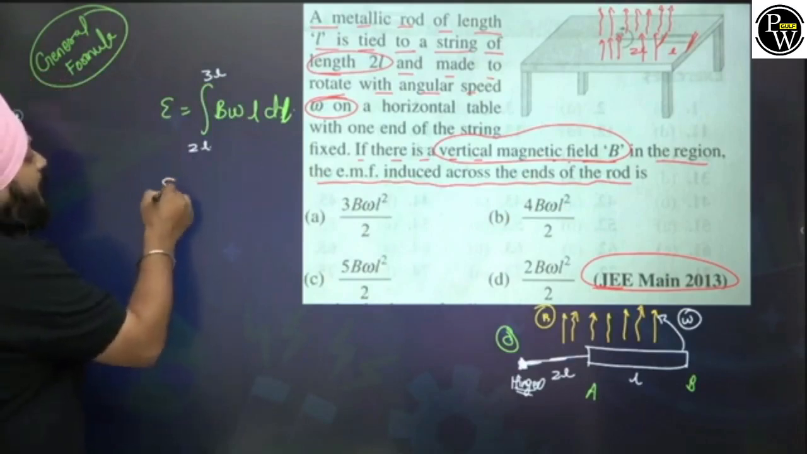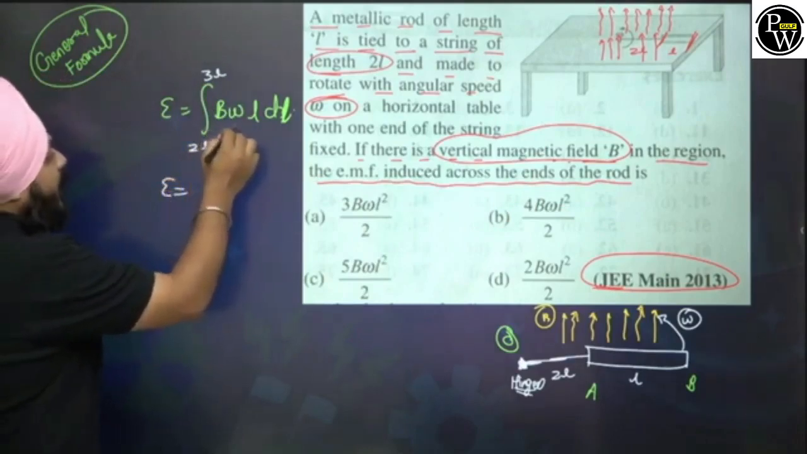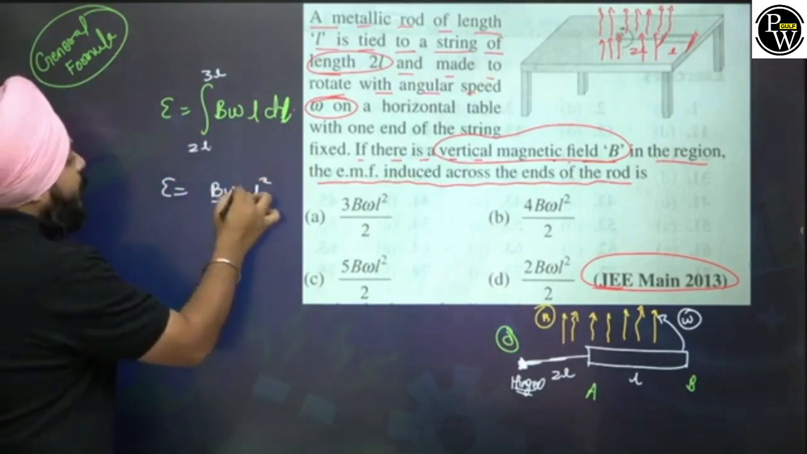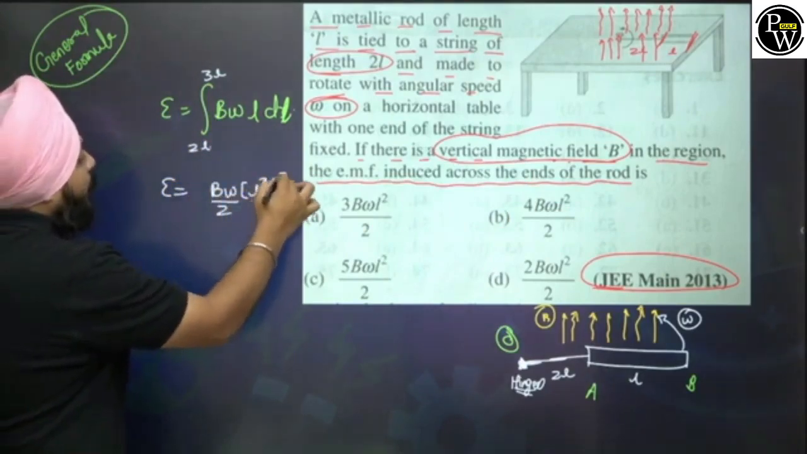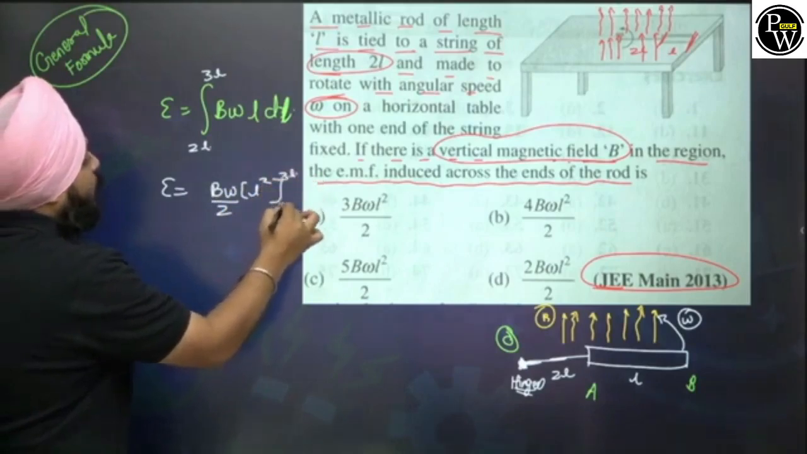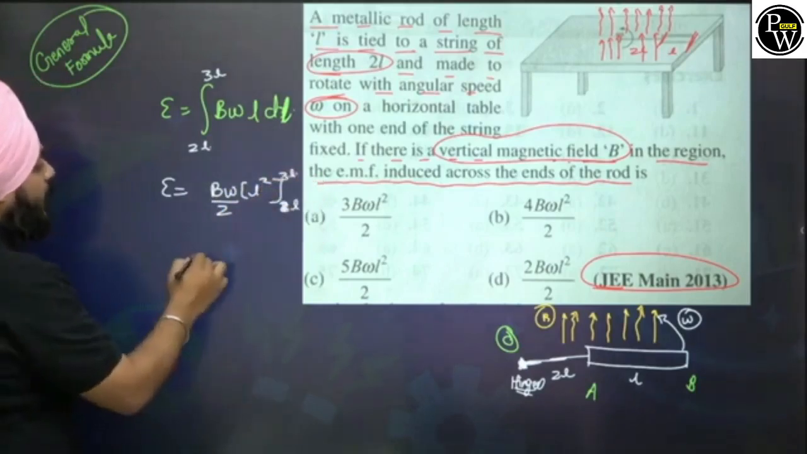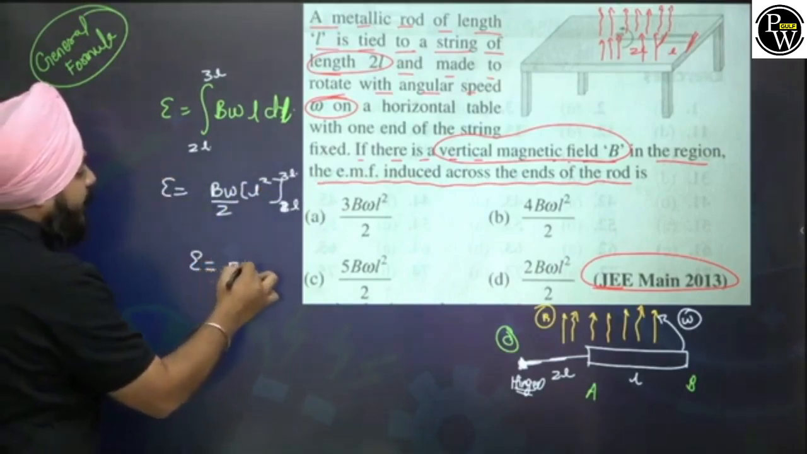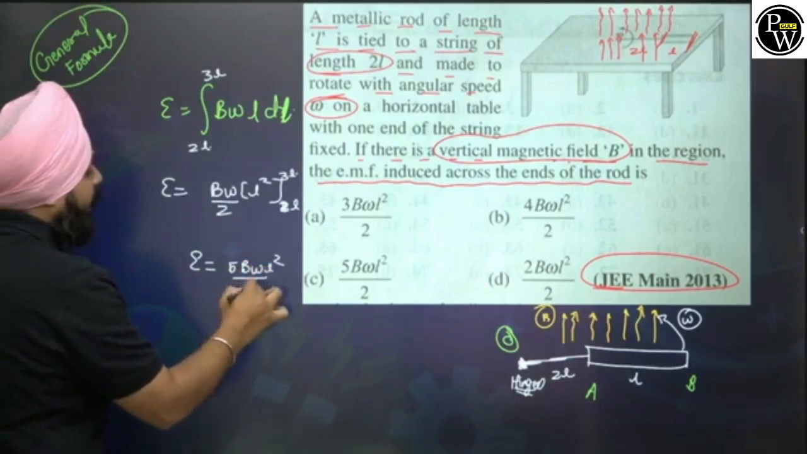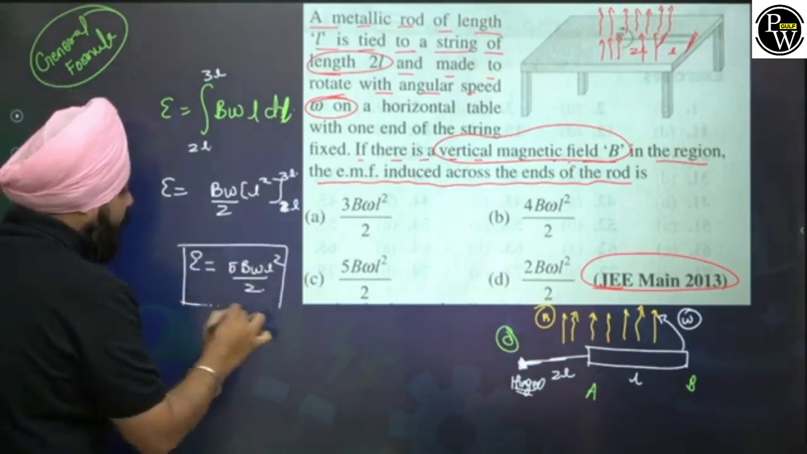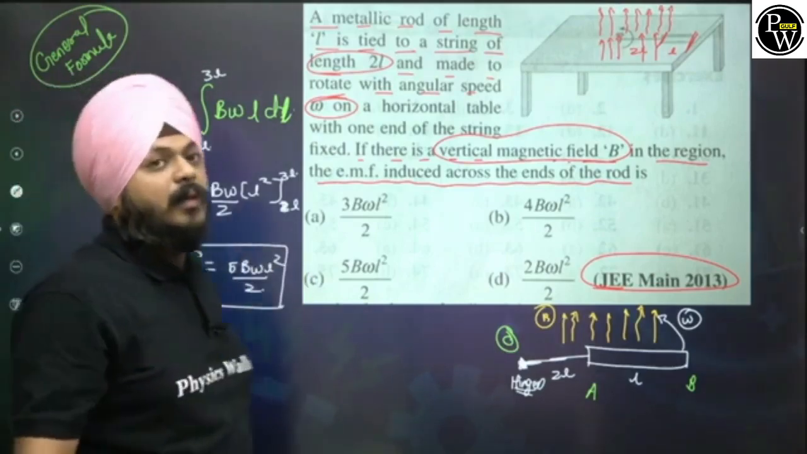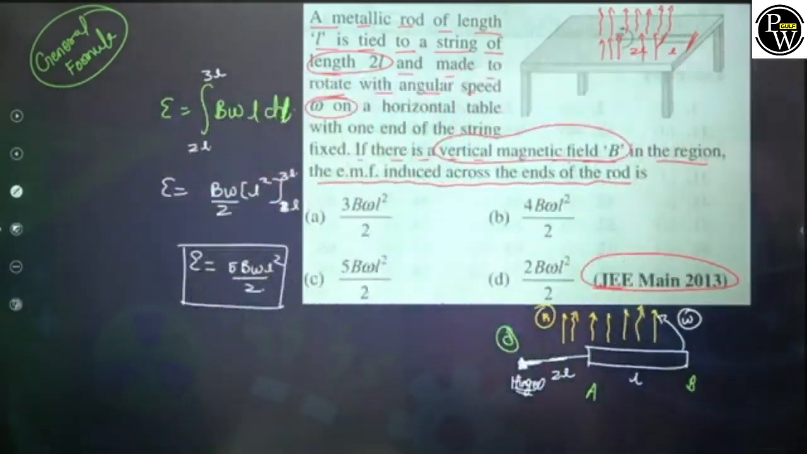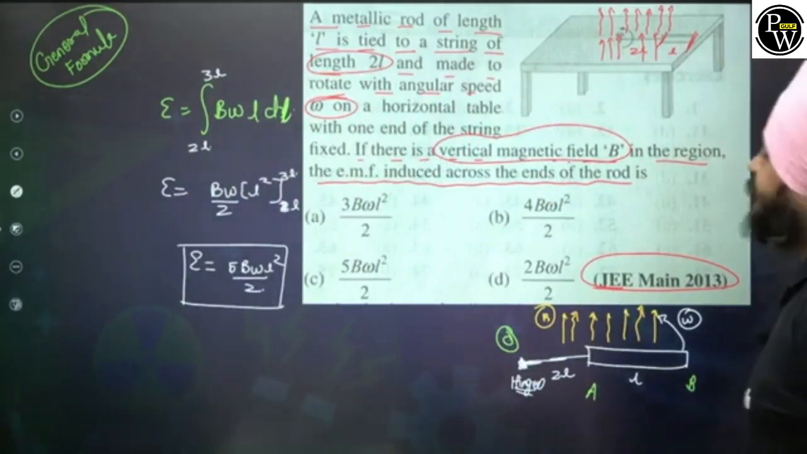So EMF of the rod is equal to the integral of B omega L dL. So can I say it is B omega L square by 2, limiting from 2L to 3L. Calculating this, it will be 9 minus 4, so it is 5 B omega L square by 2. This will be the EMF produced in between the two ends of the rod.